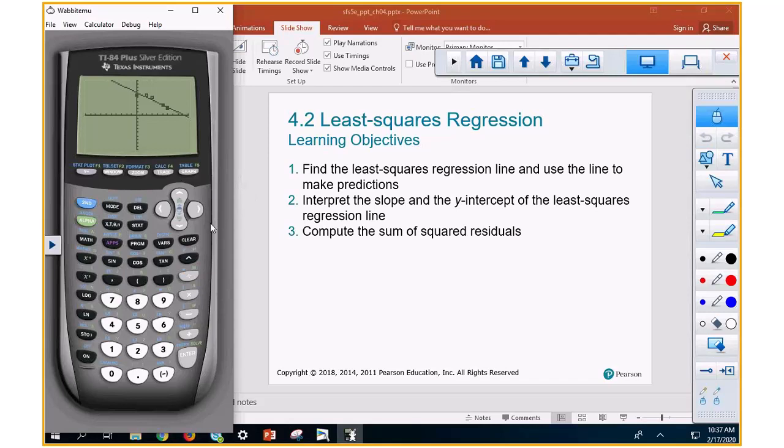Okay, we're going to do it again. I'm going to start from the beginning. All right, so we go to stat, go to edit. You type everything in. Does everybody have everything typed in? Okay, now you go to stat, calculate, go down to linear regression. L1 and L2 should be already in there. You hit calculate, and your line is y equal to negative 0.71x plus 6.55. You write that down on a piece of paper.